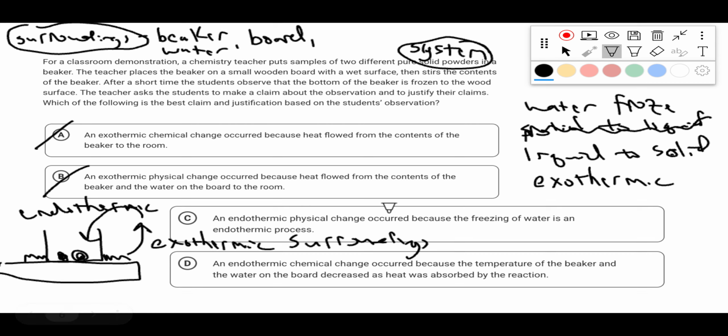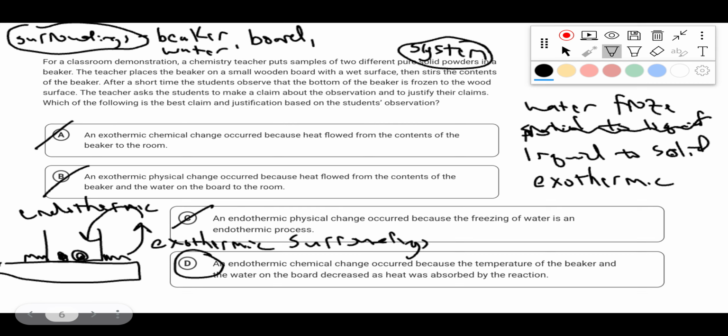It says endothermic physical change because the freezing of water is endothermic process. Well, that's not even true. Freezing is not an endothermic process, so that second part of this sentence is incorrect. It is going to be an endothermic chemical change because the temperature of the beaker and the water on the board decreased as the heat was absorbed by the chemical reaction. That is going to be your correct answer.